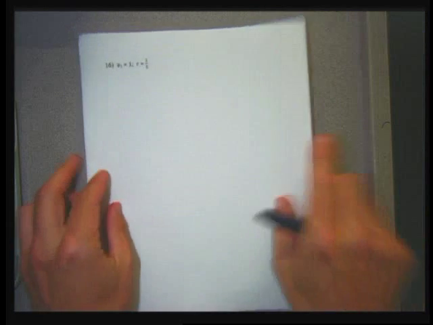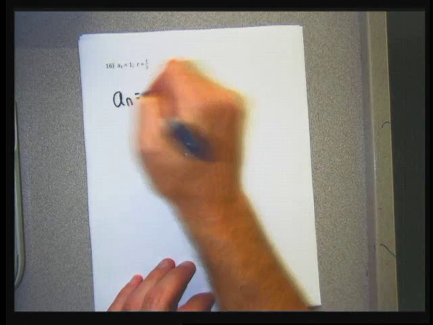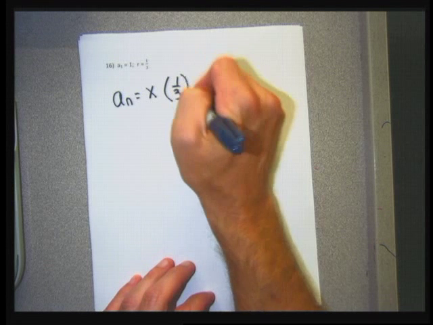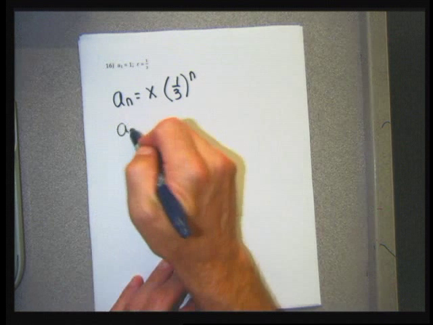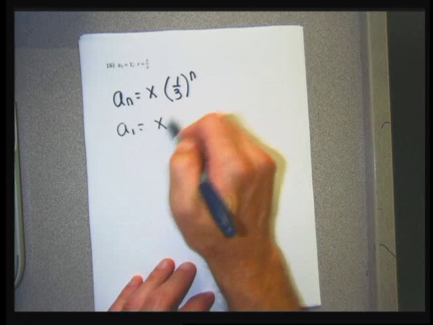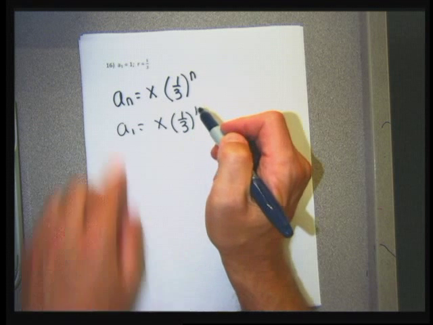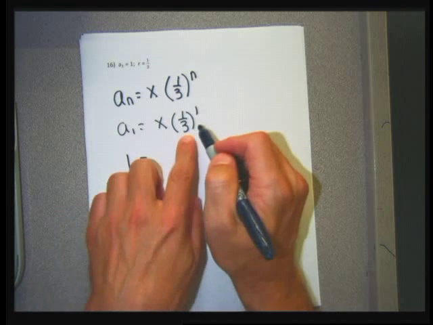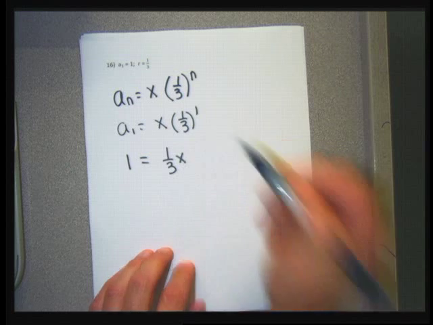Problem 16 is messy because of the fraction, so is 18. So I know that my seed needs to be a sub n equals x times 1/3 to the n power. I'm going to plug 1 in for n. I get a sub 1 equals x times 1/3 to the first power. On the left side, a sub 1 equals 1. On the right side, 1/3 to the first power is 1/3, so I can just write this as 1/3 x.